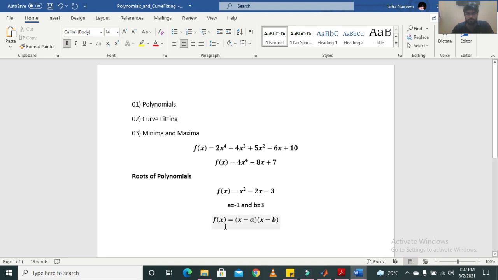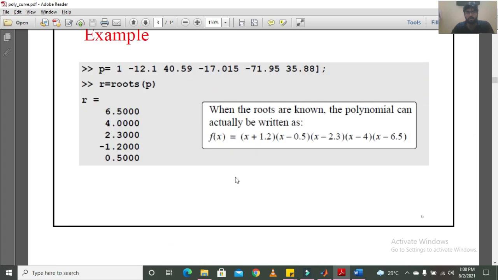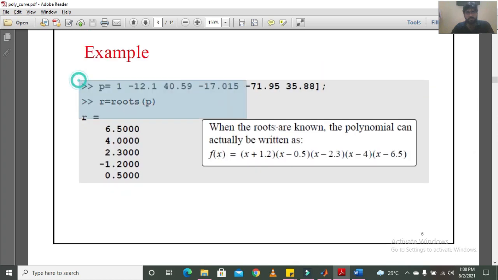So the function can be written as x plus 1, x minus 3. After solving this equation, instead of writing this relation, we can write it in the form of roots as well. Similarly, we can do it for power 4 and power 5 polynomials. I have attached an example in the lecture here.